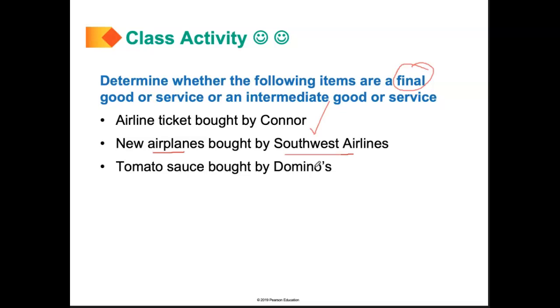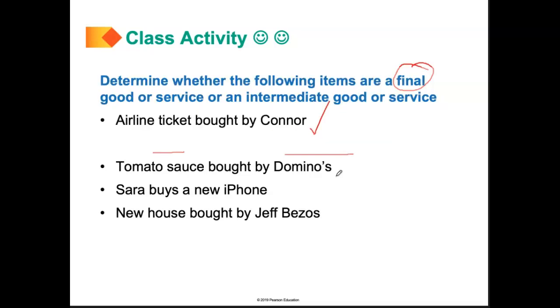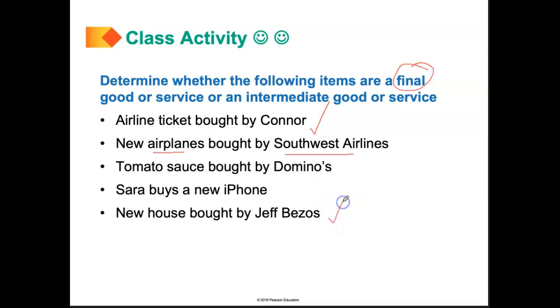Well, tomato sauce is going to be used for making pizza by Domino's. So in that sense, it's an intermediate good. Sarah buys a new iPhone. The iPhone bought by Sarah is basically a final good, and a new house bought by Jeff Bezos is also a final good. Okay, so that is the difference between a final good and intermediate goods, and hopefully you understand them right now.